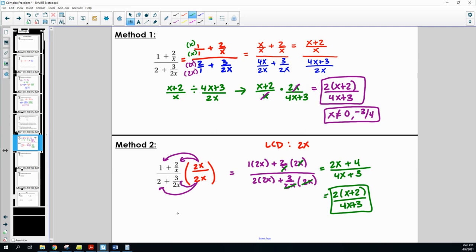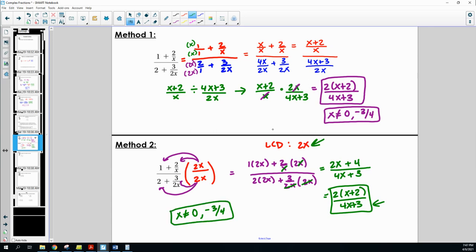But when I find my restrictions, what I'm basically going to be using is my LCD. I'm going to set my LCD equal to 0. So 2x, set it to 0, I get 0. And then the denominator of my answer, I'm going to set it to 0, and I get negative 3/4. So we get the same exact answers as we got before, but we're kind of doing it a different way.